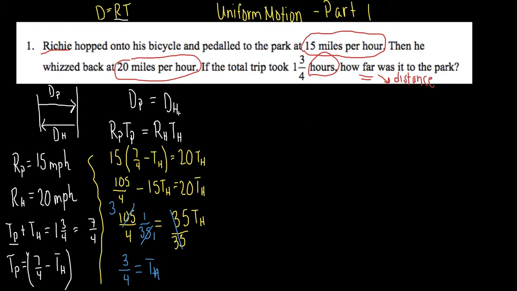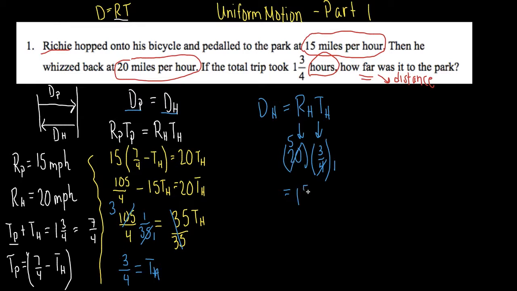Well, I know that the distance home is the same as the distance to the park. And since I have th, I can use dh. I can say distance home is rate home times time home. And I already know that the rate home is 20 miles per hour. And I know that the time home is 3/4, which I just calculated. And I can cross cancel there, get 5 times 3, which is 15. 15 miles. So 15 miles is the distance to the park and the distance home.